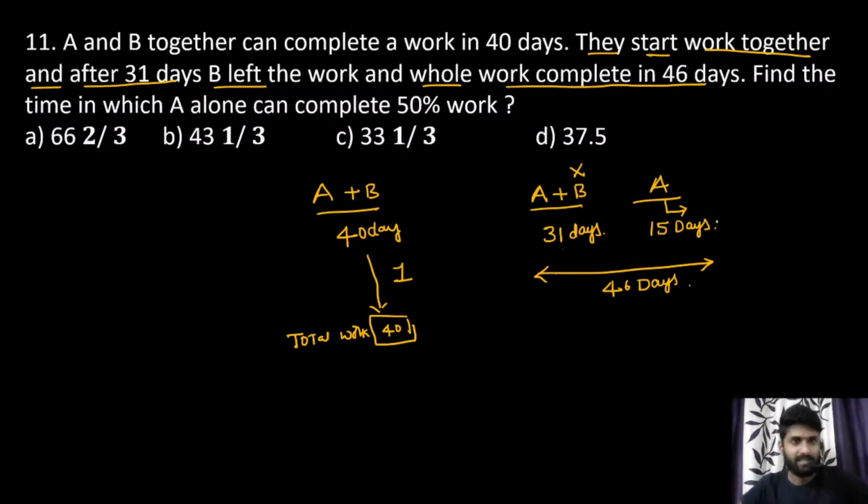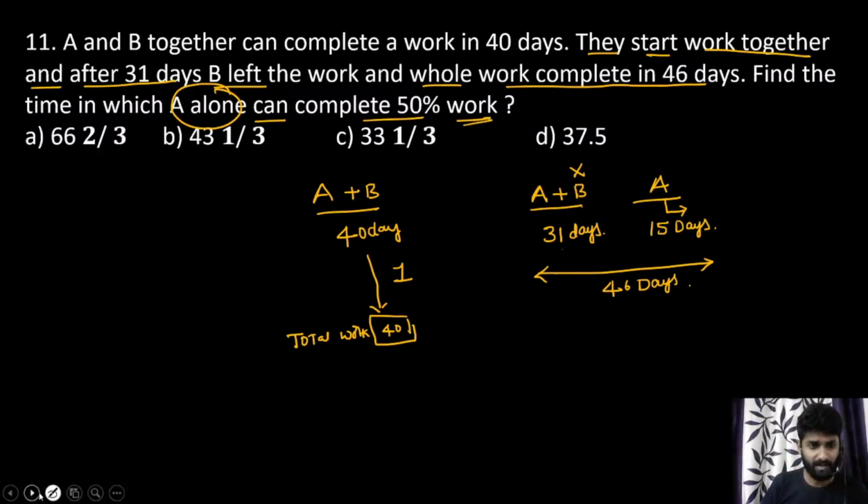Everyone is clear? What is the information majorly? A and B together can complete the work in 40 days. There is no comparison, so directly I can take the total work as 40 units. A and B together performing 1 unit per day, and they worked together for 31 days. After B left, A was alone. The whole work is completed in 46 days, so A alone worked for 15 days. Then find the time A alone takes to complete 50% of the work. That is the question. Now guys, observe. What is the observation?